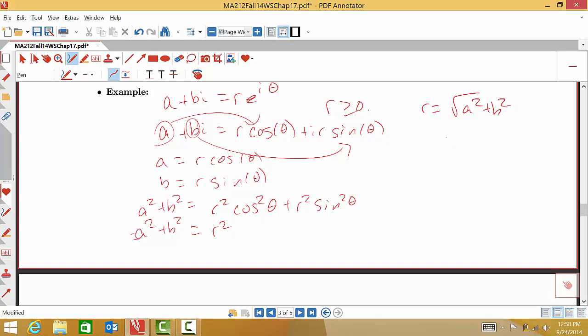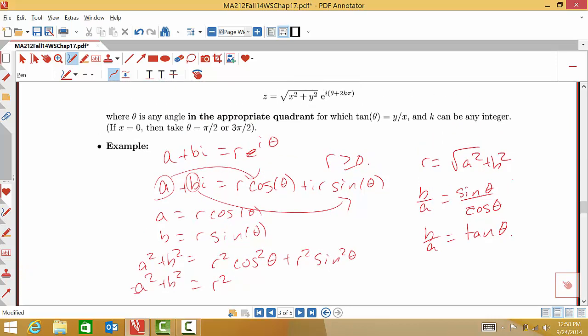If I take b over a, that must be sine theta over cos theta. So that means that b over a has to be tan of theta. If you check carefully, we have to have tangent of theta be b over a, but there's lots of choices for theta. All we have to do is make sure that we get our theta in the appropriate quadrant.